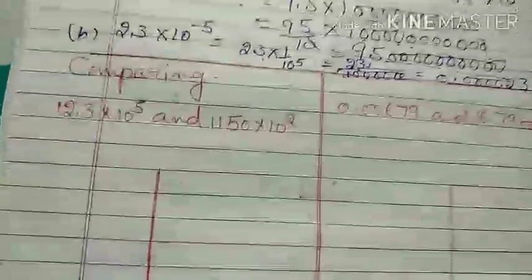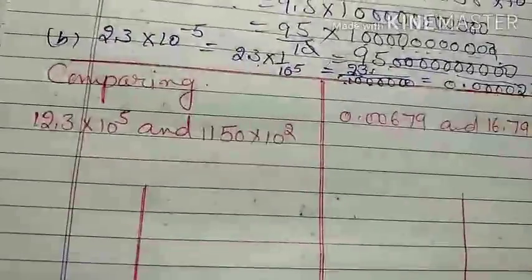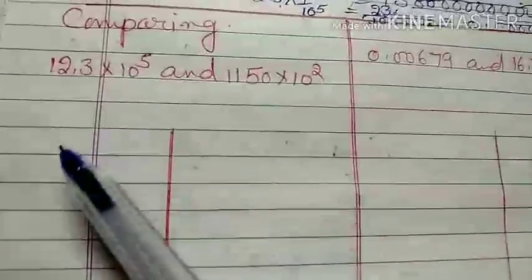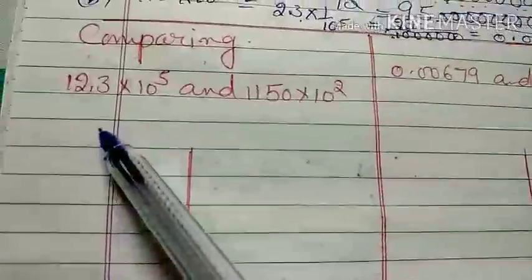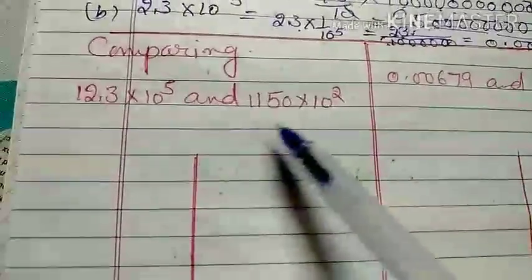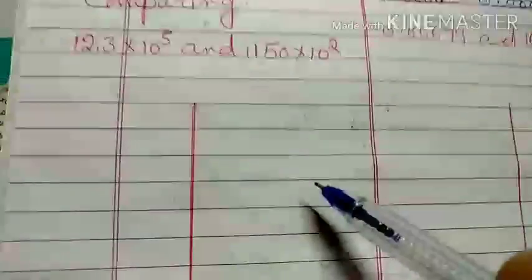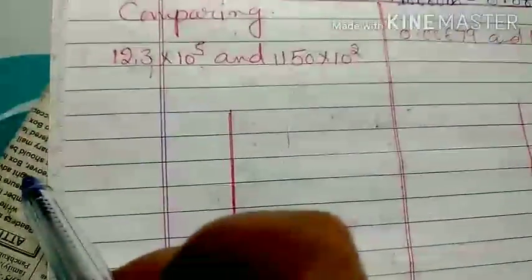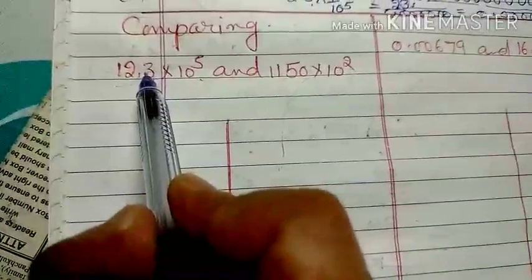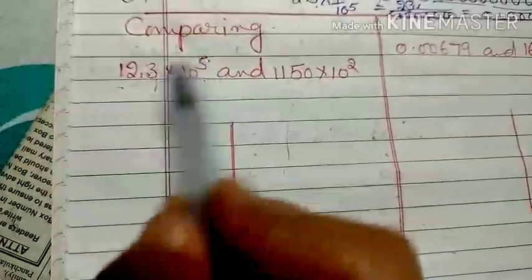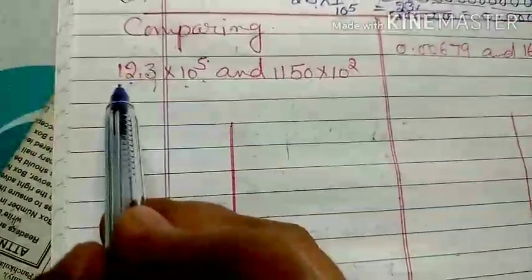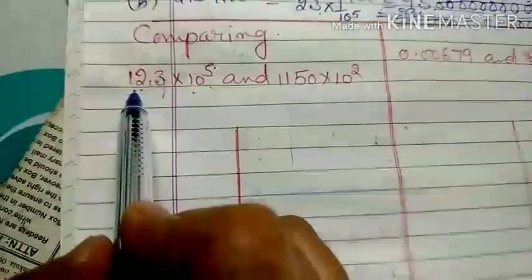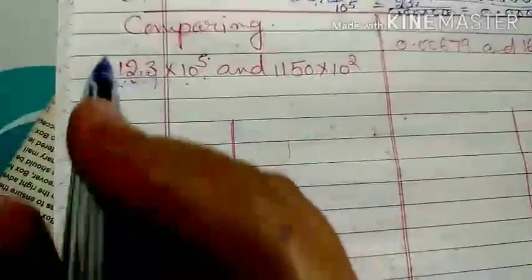Next is, if you are going to compare numbers, if there is a comparison of numbers, if I have a question like this, 12.3 into 10 raised to power 5 and 1150 into 10 raised to power 2. If you want to compare, the best thing is first you have to convert both terms into standard form. This one is already in standard form, okay, but it is not proper standard form. The 10 multiple is there, but the decimal is not at the proper place. I need the decimal here because I need only one digit before the decimal. So I just convert this.